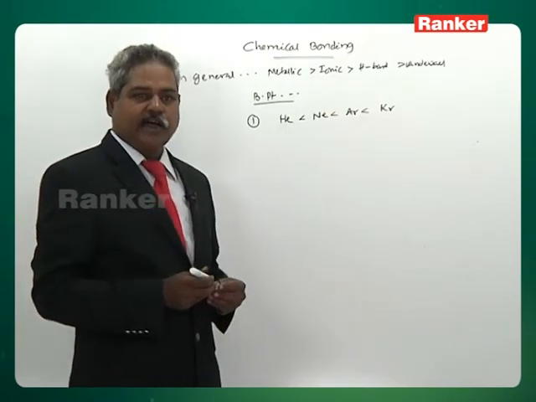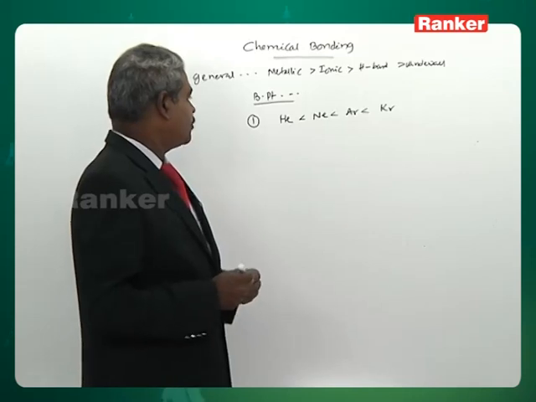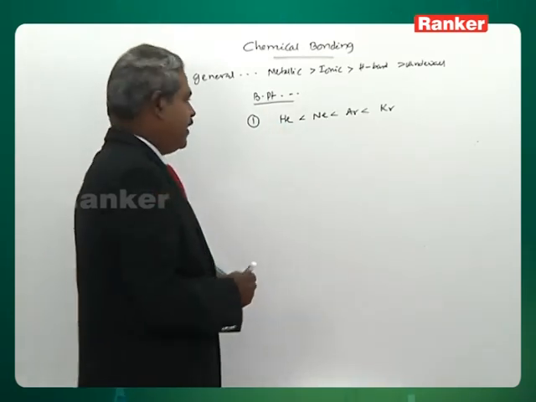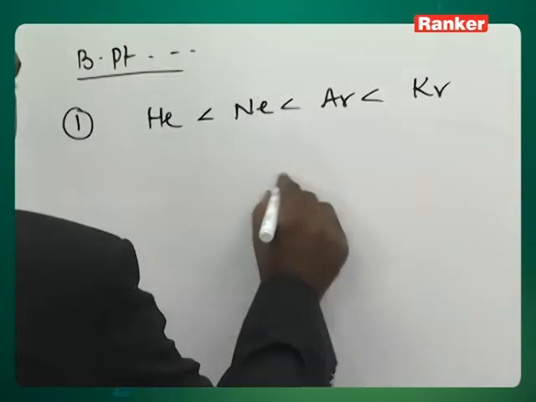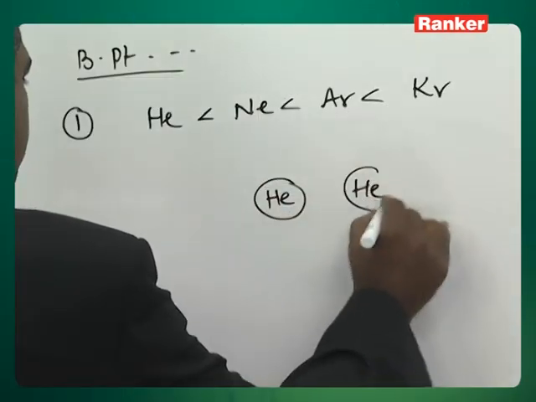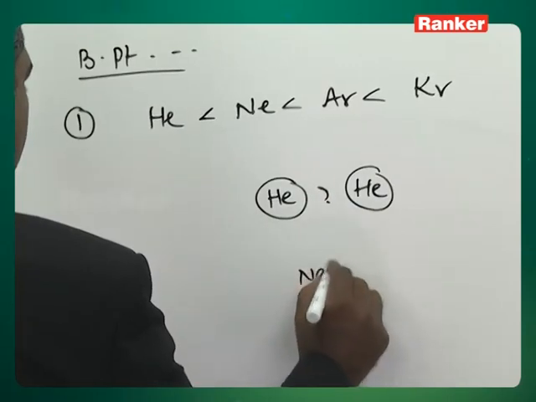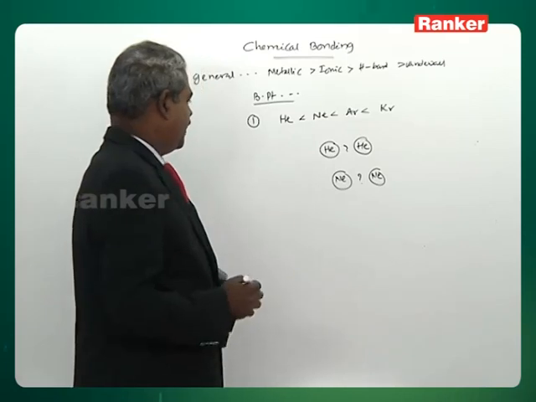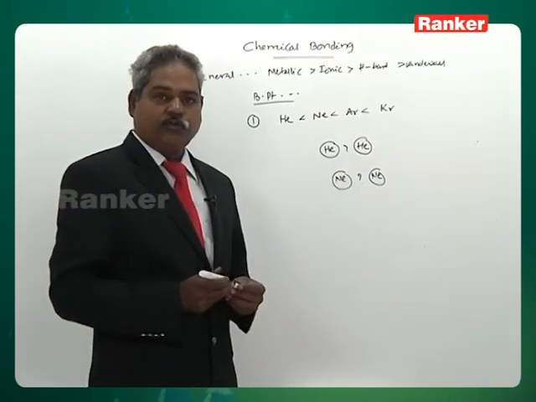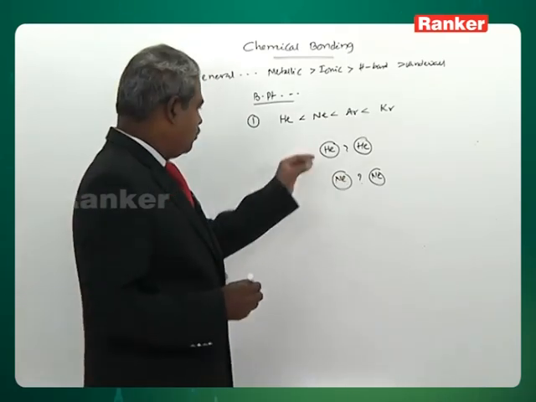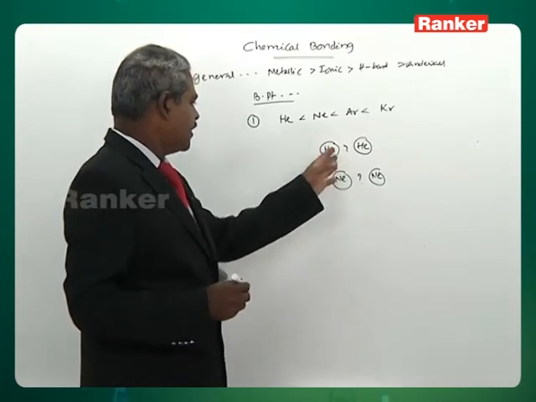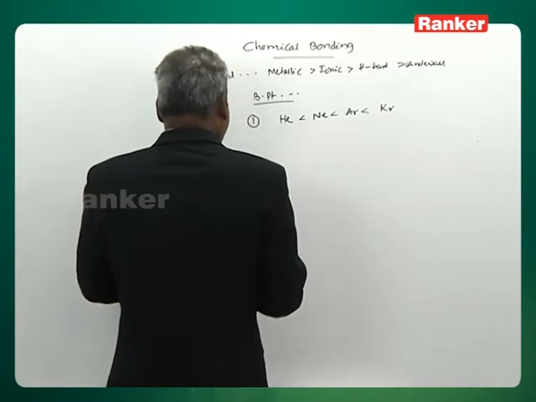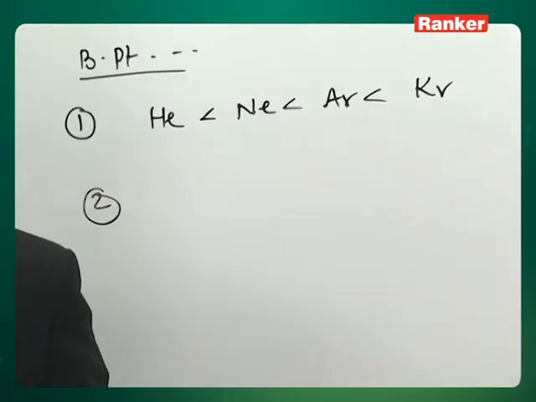Not in every case they are directly proportional, only in this case they are directly proportional to atomic weight, because there is nothing else to distinguish between helium and helium, neon and neon. What exists between two atoms of helium and two atoms of neon? Nothing. That nothing, of course, is called van der Waals. There is no other force of attraction, and you have to rely only on the mass, van der Waals force of attraction. Now, fluorine, chlorine, bromine, iodine.